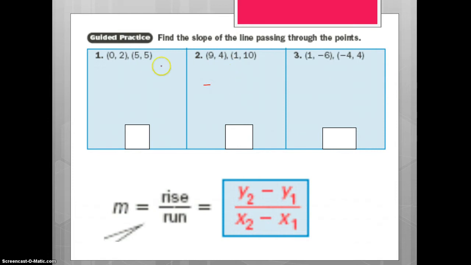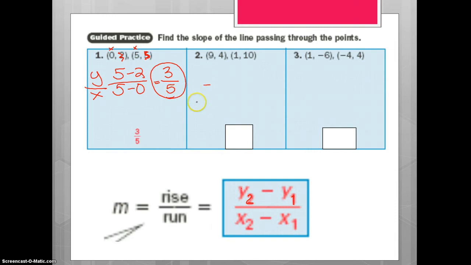Now this time you don't have graphs, so you want to use this formula. Remember, I don't really care what your second point is versus your first point, but just pick one of the y's. I always try to pick the bigger y. For example, number 1, I'm going to pick 5. Then I'm going to subtract 2. What belongs with the 5 was a 5. Remember, it's y's over x's. So my x's are on the bottom. Minus 0. You have 3 over 5 minus 0 is 5. 3/5.